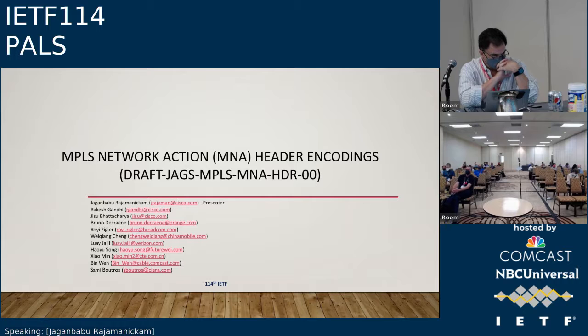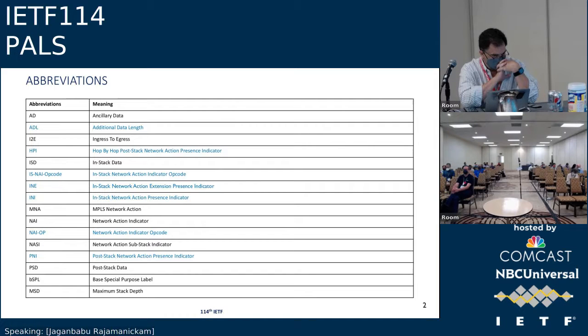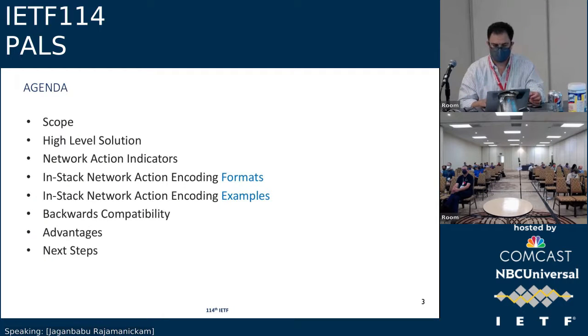Yeah, can we move to the next slide, please? Okay, so these are the abbreviations I'm using in the slides as well as in the draft. So I just want to put it here so that you can have a quick reference. Next slide, please. Yeah, so as part of this presentation, this is my agenda. The first will be the scope of our draft, and then we're going to discuss the high-level solution we took, and then the network action indicator. And then I'm going to discuss the Instack network action encoding format, different formats, and the corresponding examples. The next one is the backward compatibility, how we're going to achieve it with our solution, and the advantages of our solution. And finally, the next steps, what we're going to do with our draft.